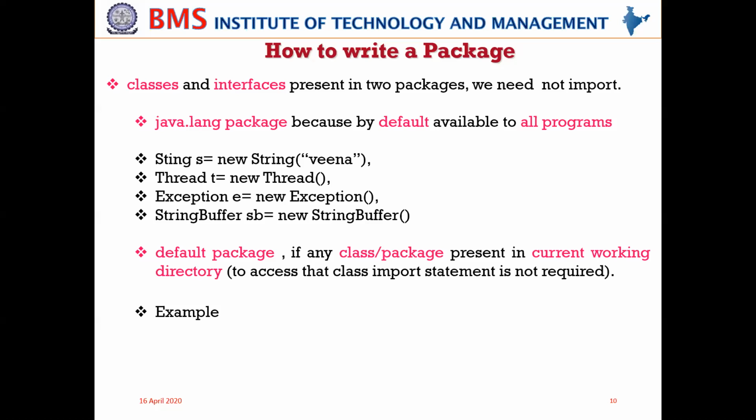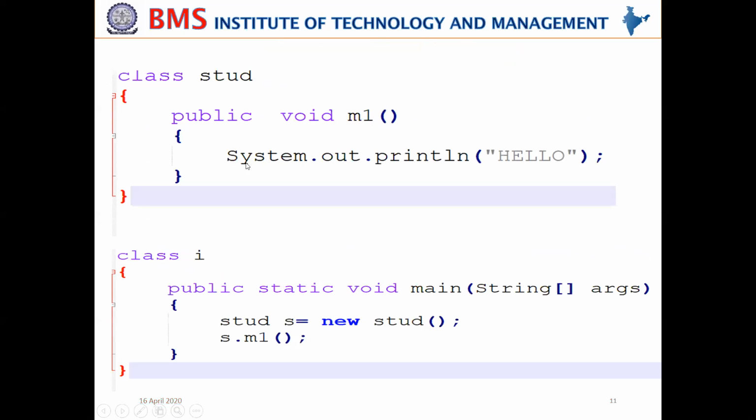That's what basically we need to understand. If any class or package is part of the current working directory, we can directly access those classes and packages which are part of your current working directory. So to illustrate that, I have basically two things. This is a class Stud which I already have, stored in the same current working directory. Now I am creating another class, and I am trying to access that class. So let me try to illustrate this.